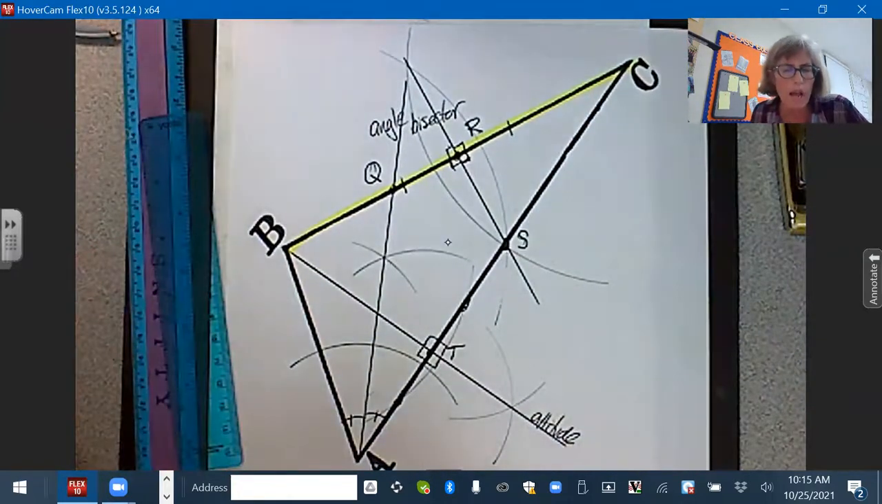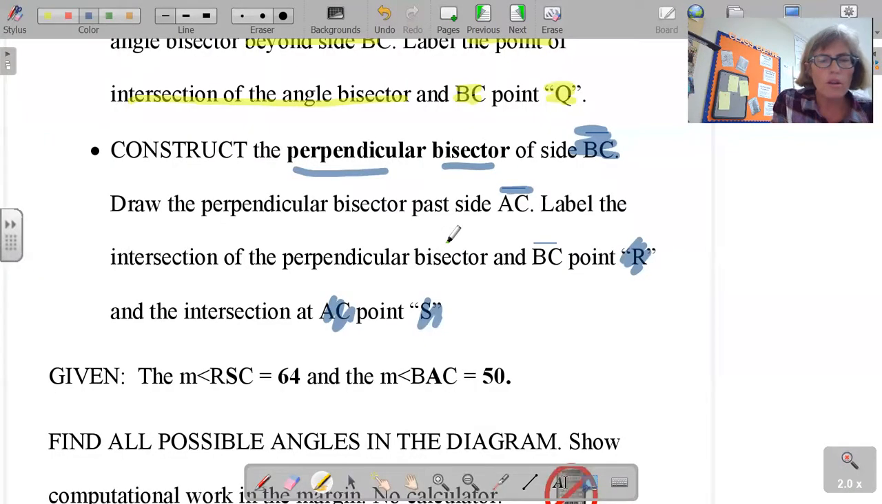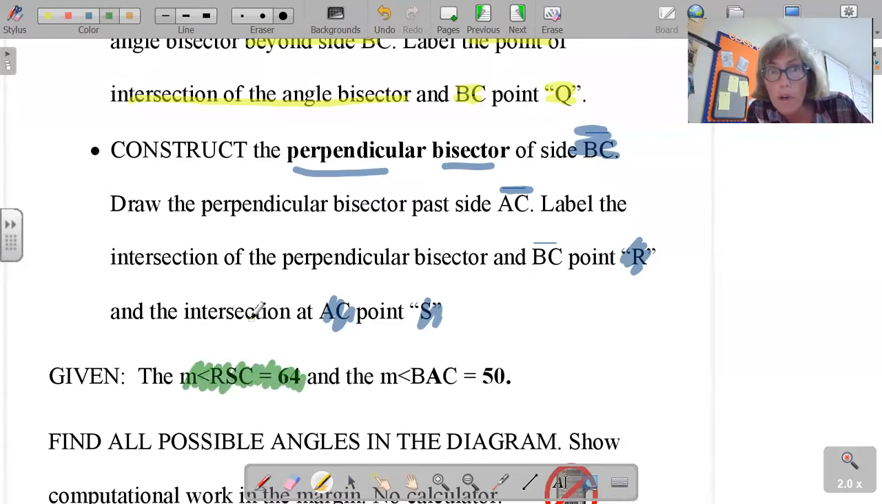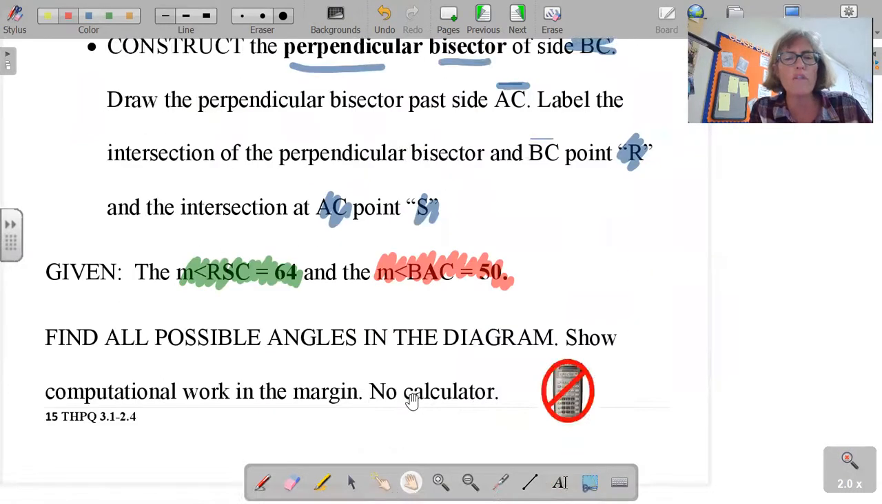This is your job now: you're going to label the angle RSC as 64 degrees and label the angle BAC as 50. And then with only those 2 angles, you're going to find all possible angles in the diagram. Work in pencil and correct in red pen.